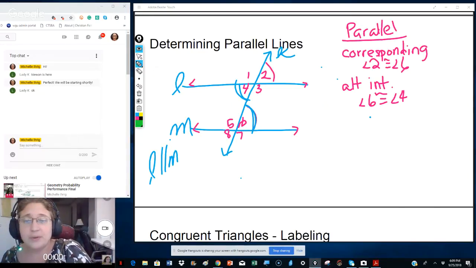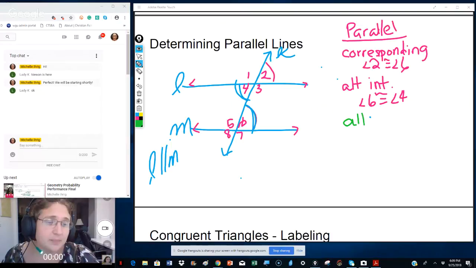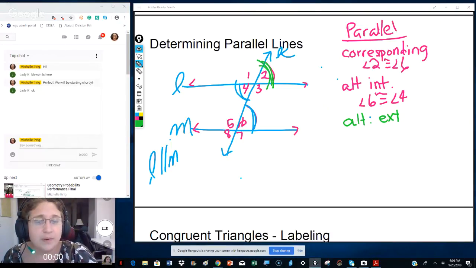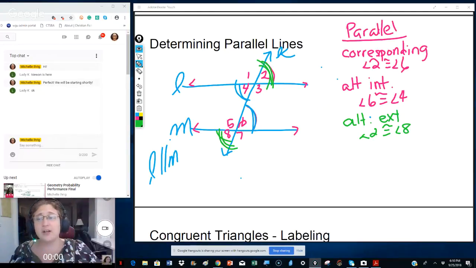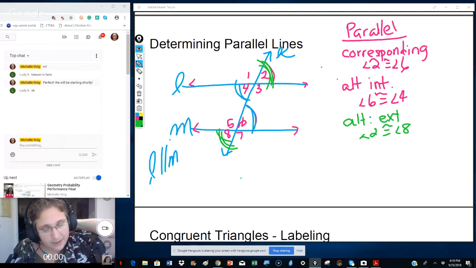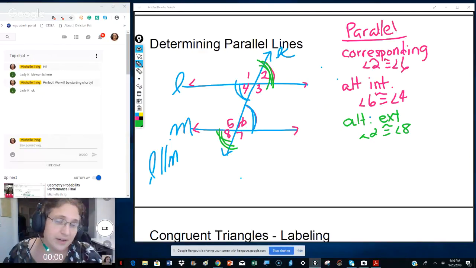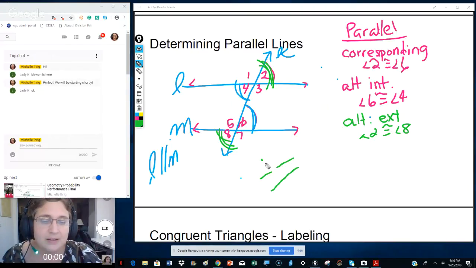They also could do it by alternate exterior. 2 and 8 are alternate exterior. So if all they told you is they drew you a picture and they said these lines match up or these angles are such and such are congruent, then you know because of alternate exterior angles, they're congruent. Now, if the alternate exterior angles are not congruent, then they can't be parallel lines. That means that maybe the lines look like that instead, and they would end up touching.